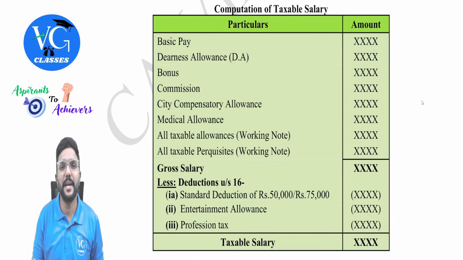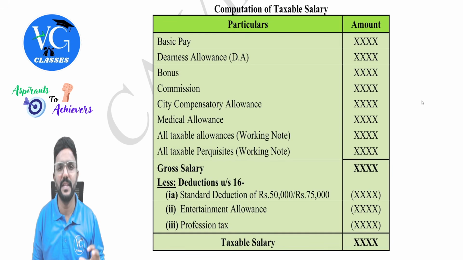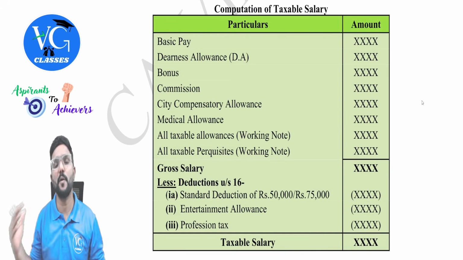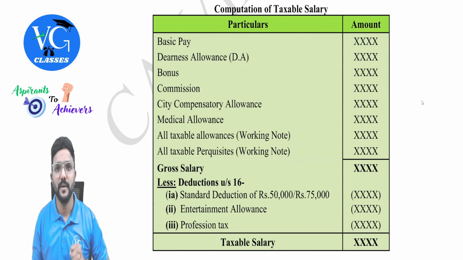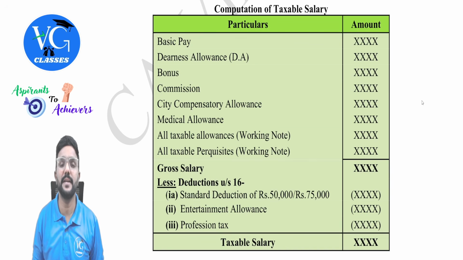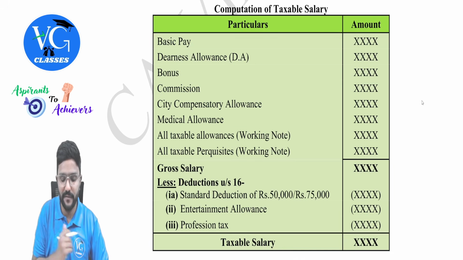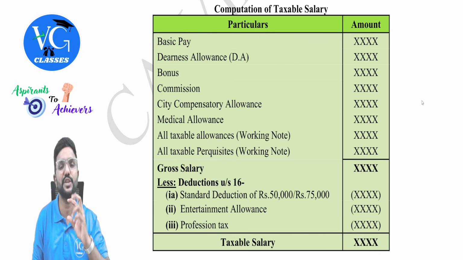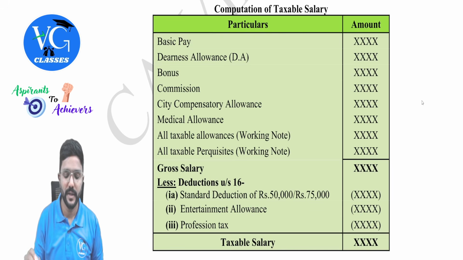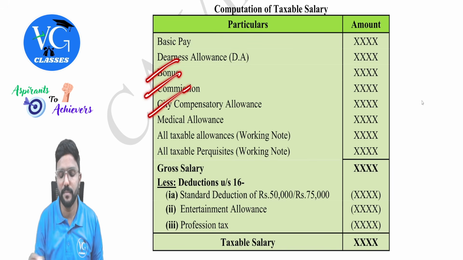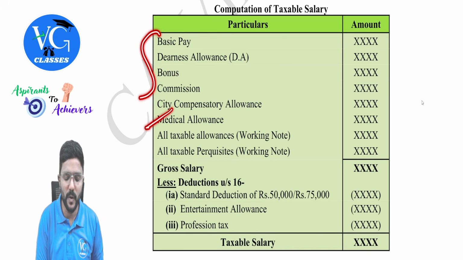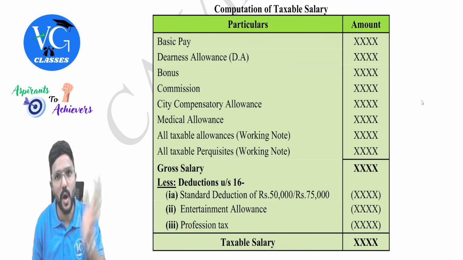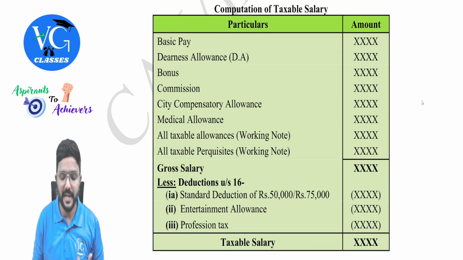Now, employee might be getting different benefits, whether in monetary form or non-monetary form from his employer. Will everything form part of his salary income? Guys, I've just given few things here. Basic pay or basic salary, dearness allowance, which is given by the employer to meet the cost of inflation or increased cost of living. Bonus, commission, city compensatory allowance, medical allowance. Guys, all these are fully taxable always. And there can be any other allowances.